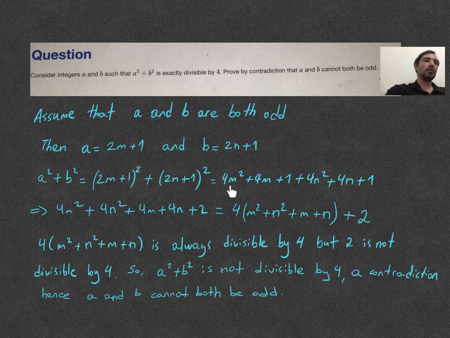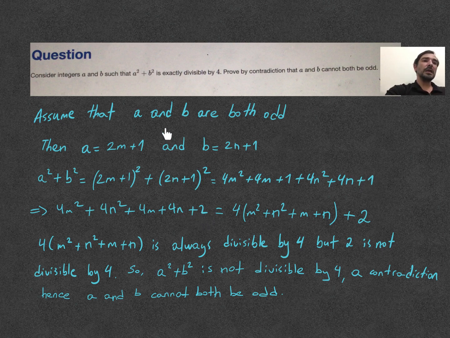Then I'm going to simplify this whole expression. So let's just add the terms: 4m squared plus 4n squared plus 4m plus 4n. And I have plus 1 here and plus 1 here, so when we add them up, we get 2.